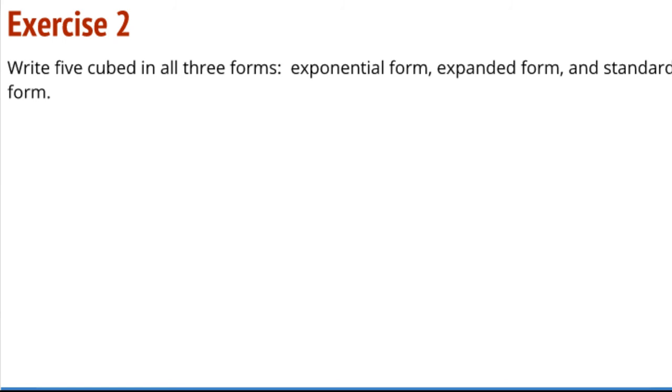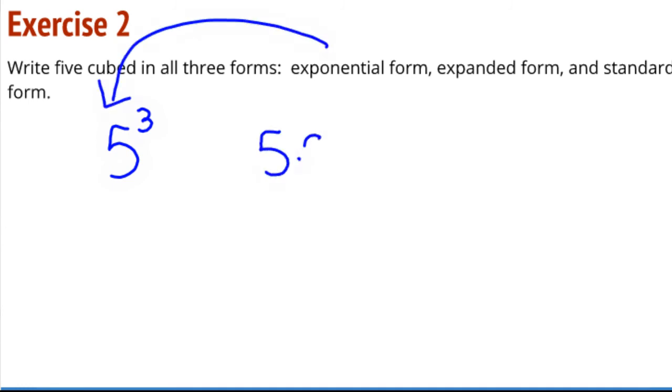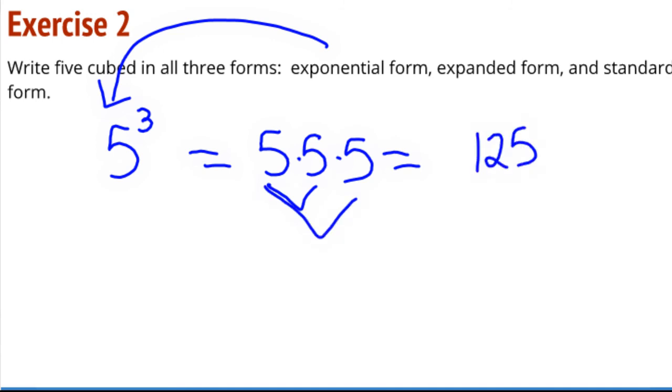All right, so we've got 5 cubed in all 3 forms: exponential form, expanded form, and standard form. So 5 is the base. It's what I'm multiplying. Cubed tells me multiply it 3 times, so there's my exponential form. Expanded form, 5 times 5 times 5. Standard form, 5 times 5 is 25, times 5 more gives me 125.